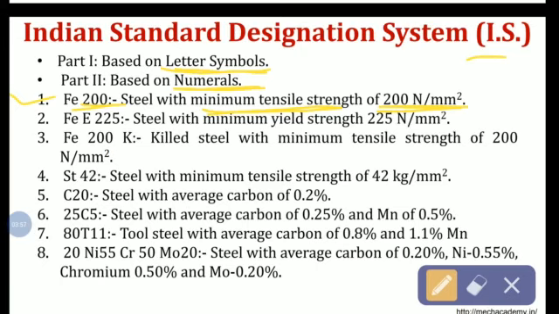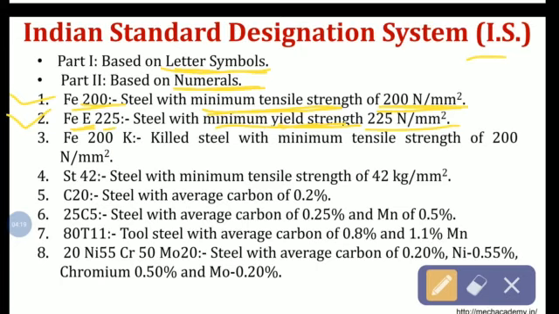The second example is FeE225. This is steel with a minimum yield strength of 225 Newton per mm square. Now here E is there. E shows us yield strength. E means minimum yield strength, and its value is 225 Newton per mm square.